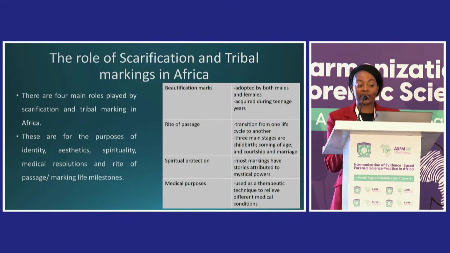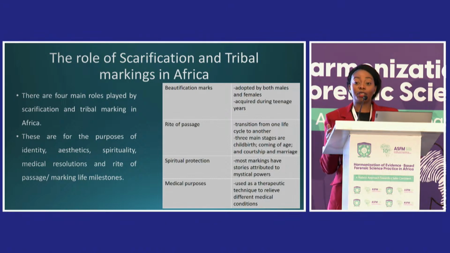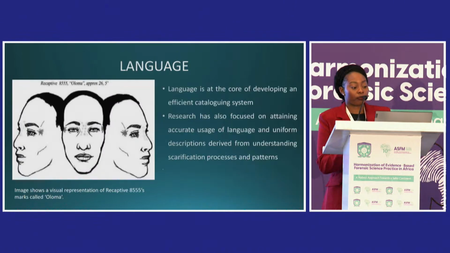When it comes to the rite of passage, it's usually a transition from one life cycle to another, with the three main stages being childbirth, coming of age, and courting and marriage. When it comes to spiritual protection, most markings have stories that are attributed to mystical powers. And when it comes to medical purposes, they have been used as therapeutic techniques to relieve different medical conditions. For example, cultural groups in Togo have used scarification to treat individuals suffering from epilepsy by marking them on their forehead.